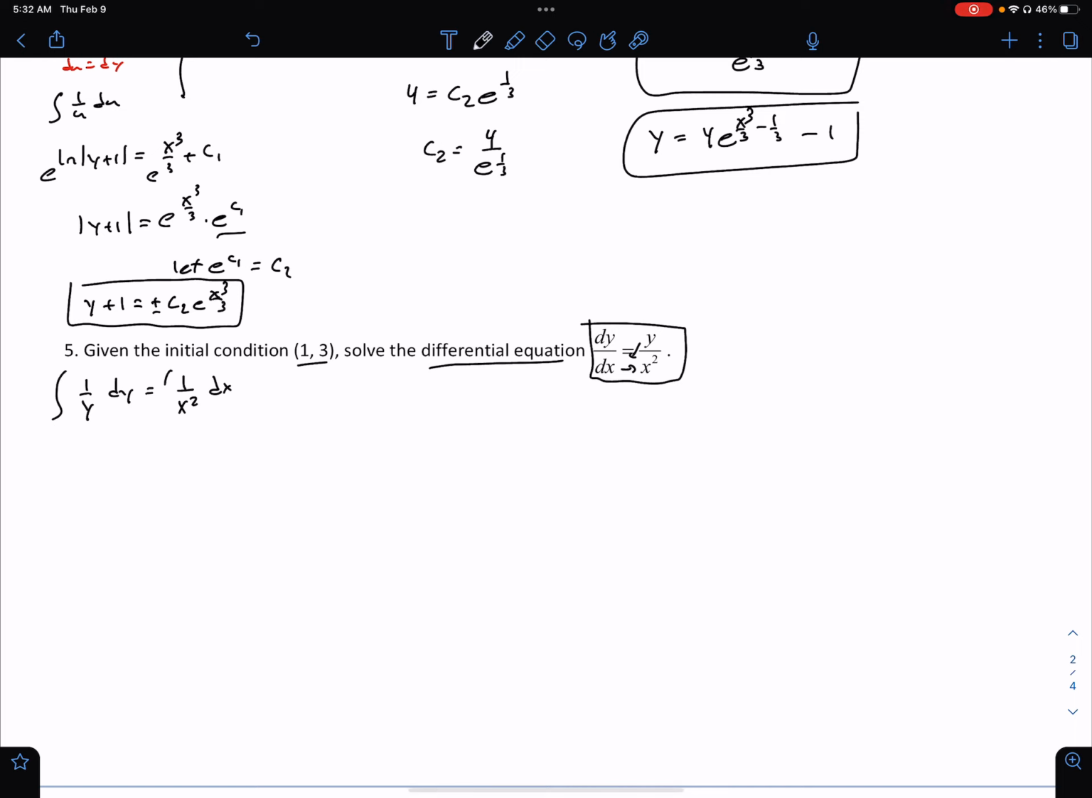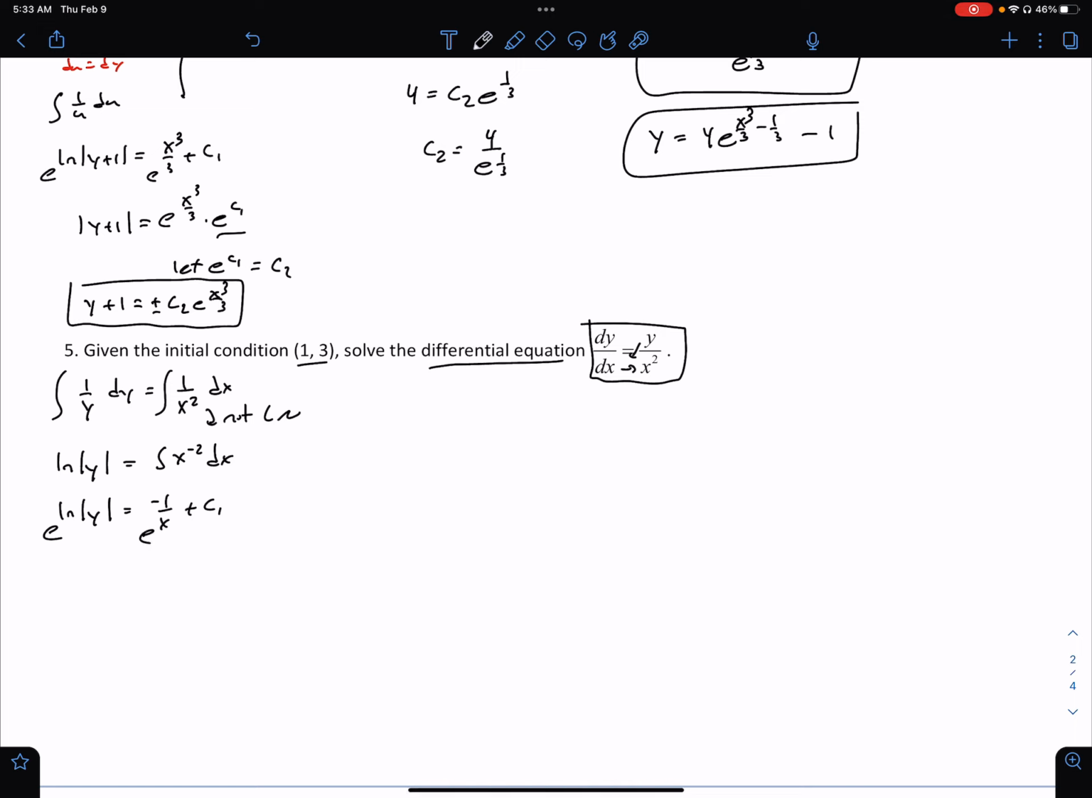So when we integrate, oh no, the left side's pretty easy. That's just our natural log of y. You never thought natural log would be the easy one, right? But the right side, be careful. This is our x to the negative 2 dx. That is not natural log, so be careful. So we get the natural log of the absolute value of y equals, and we talked about this before, this is just negative 1 over x plus c1.